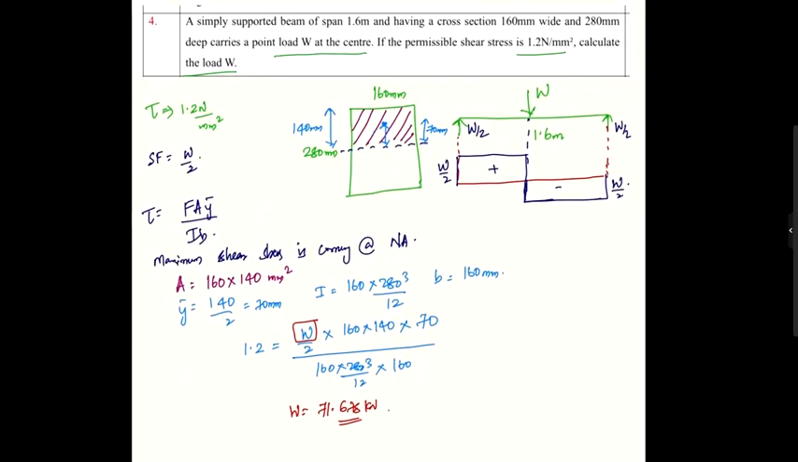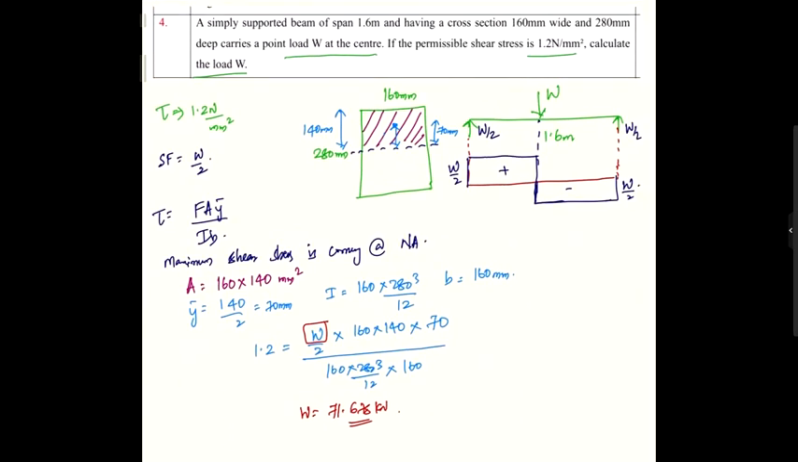So this is another kind of problem that can come, that is, to find the safe load it can carry. And if you are asked to draw the shear force and shear stress variation also, you could do it from here, right? You just need to consider three sections and you need to know the shear stress variation is parabolic. Is it fine?